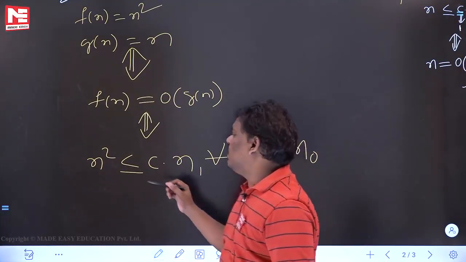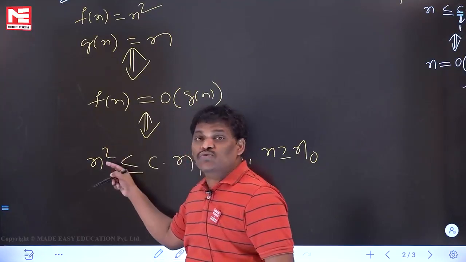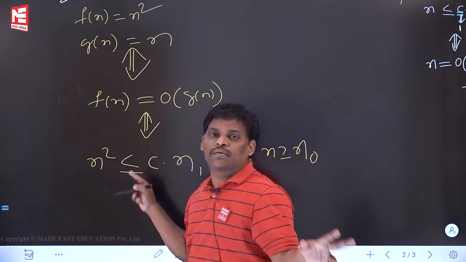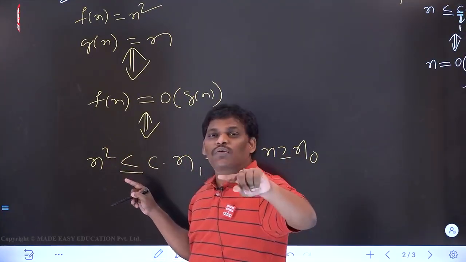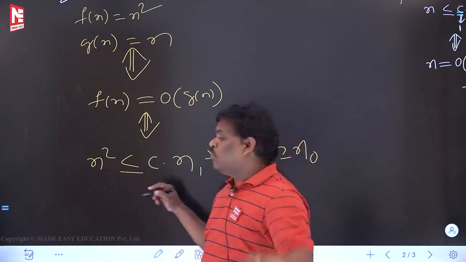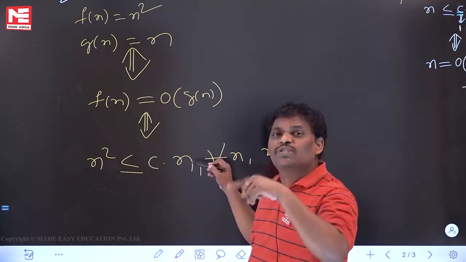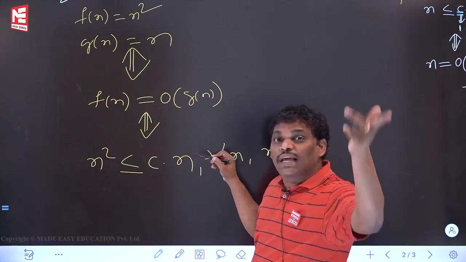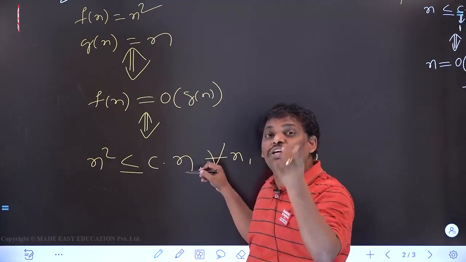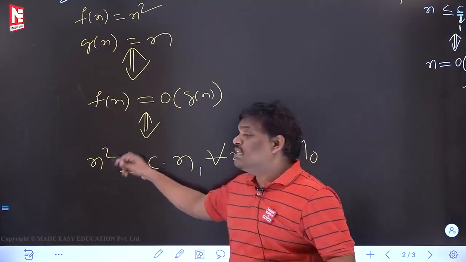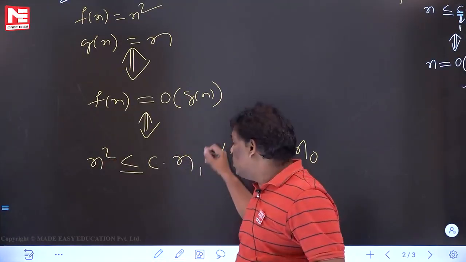Can you help me with one small thing now? Left is n square. What is the meaning? N into n, n square. But what is the right hand side? Right hand side is going to be n, actually C into n. Left is n into n, but right is C into n. Can you help me now? That is the n square, n into n. It is only n.